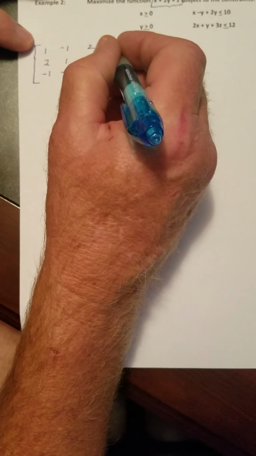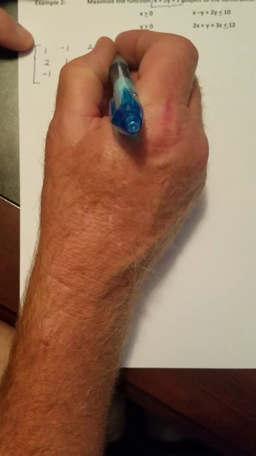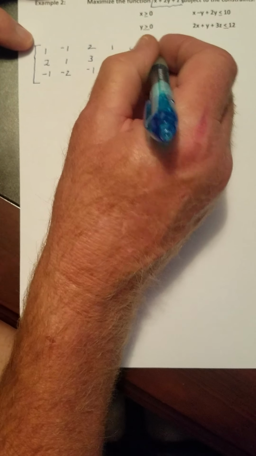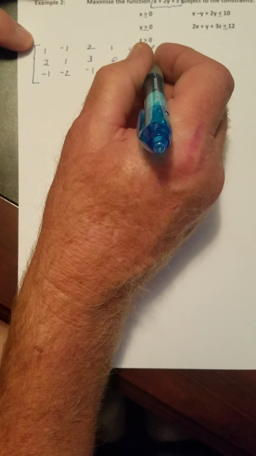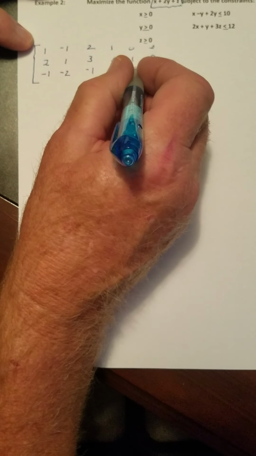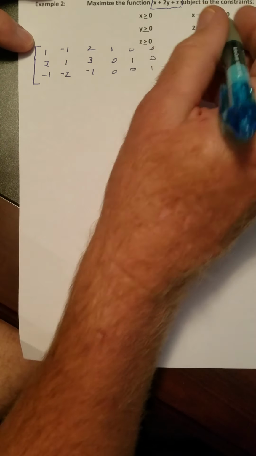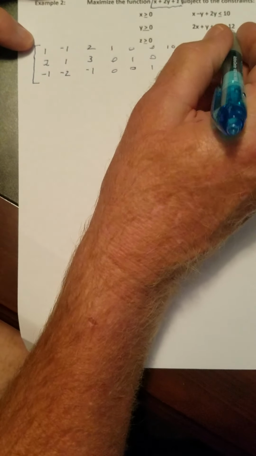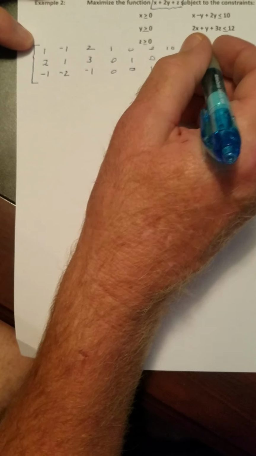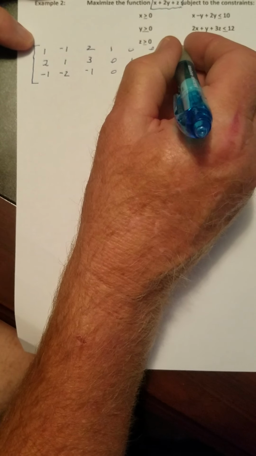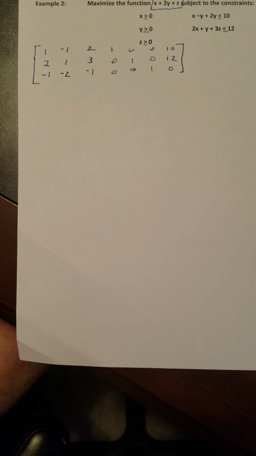Okay, now my identity. It's 3 by 3, so I'm going to go 1, 0, 0, 0, 1, 0, 0, 0, 1. And then I'm going to put the 10 and the 12, and then the last one's always going to be a 0. So there's the first matrix.